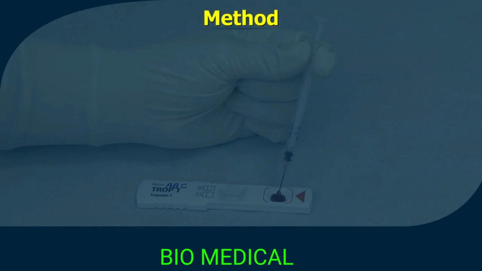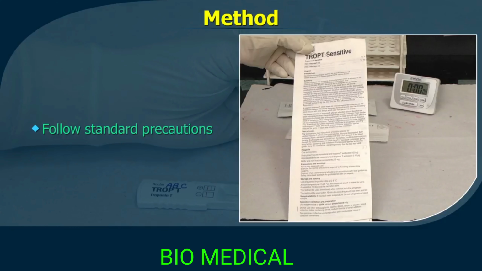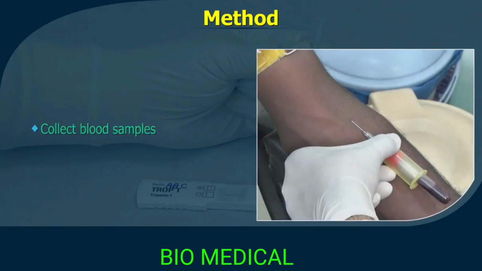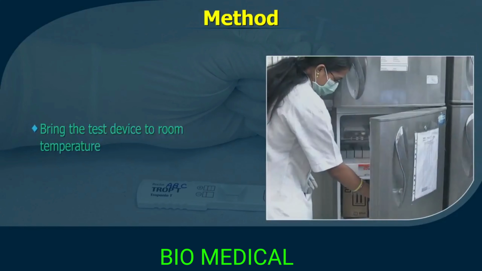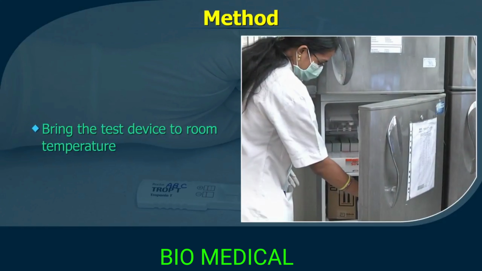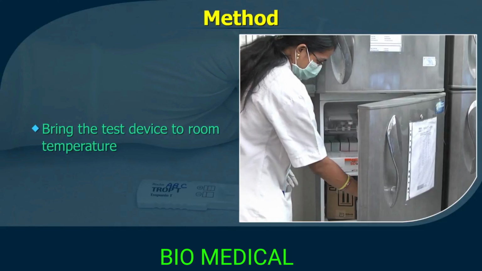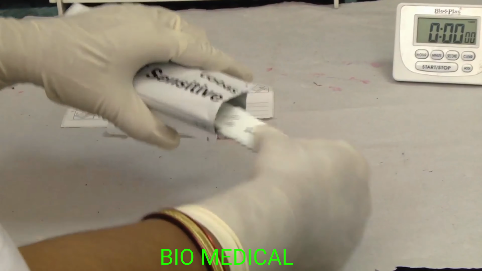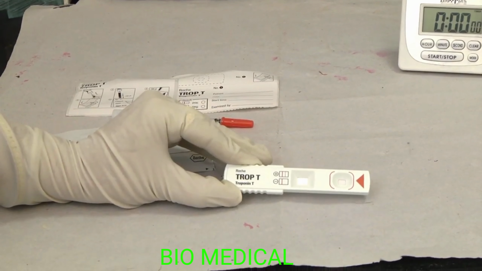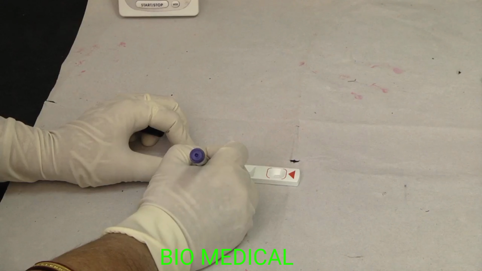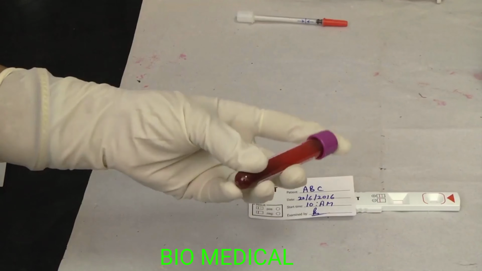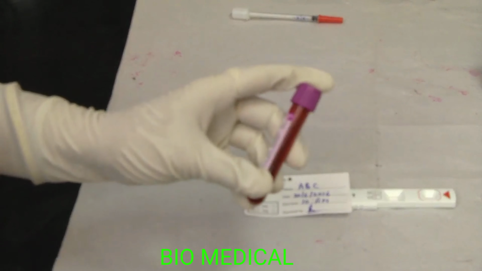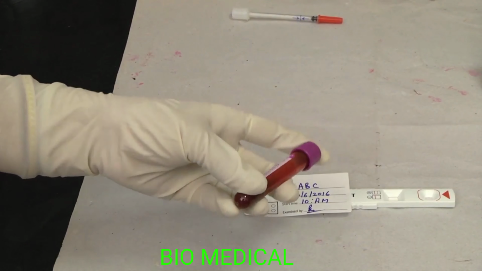Method. Follow all standard precautions while performing the test. Collect blood samples as described in the section on phlebotomy. Remove the test device and sample from the refrigerator and bring them to room temperature prior to testing. Remove the test device from the sealed pouch immediately before use. Label the device with the sample identification number. Mix the sample by inverting the vacutainer a few times.